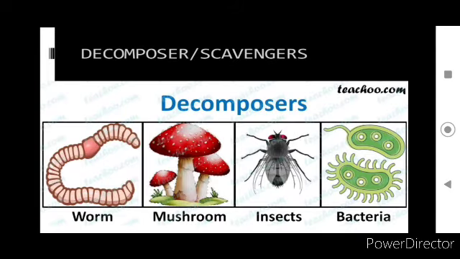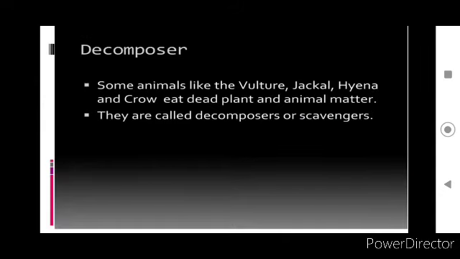Now there is another group of animals, they are called the decomposers or scavengers. You can see the picture here, mushrooms, some of the insects, and also the bacteria. What do they do actually? Animals like vulture, jackal, hyena, and crow eat dead plants and animals. As I told you, some of the animals will hunt and eat, but some of them will not hunt but will eat dead plant and animal matter, and in this way they are helping to clean the nature. So they are called scavengers, and they also help in decomposing, that is, getting the remaining part mixed with the soil. So they are very, very important in nature.